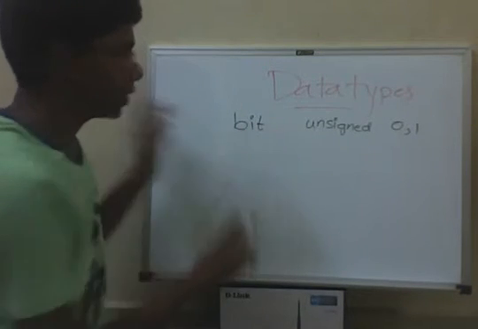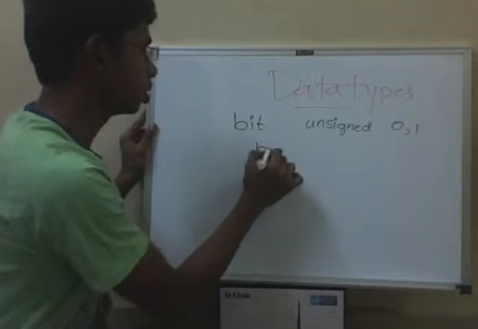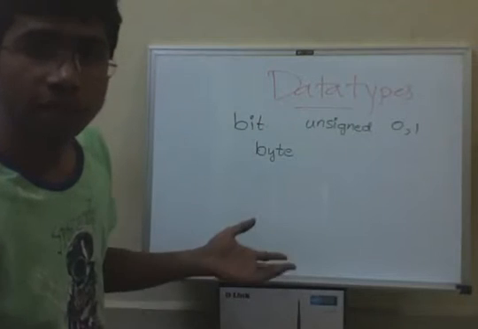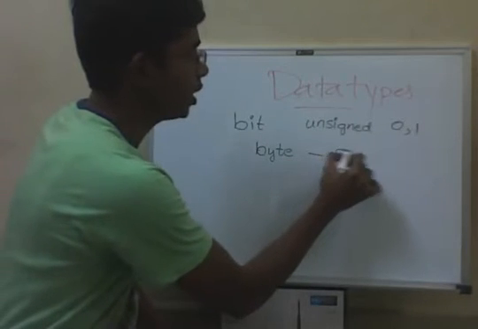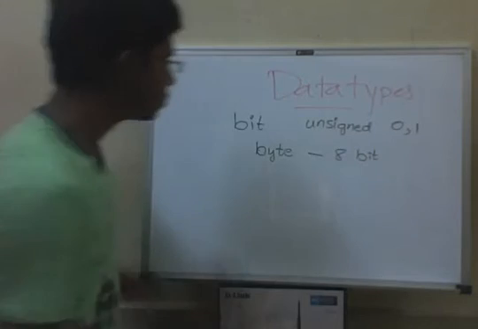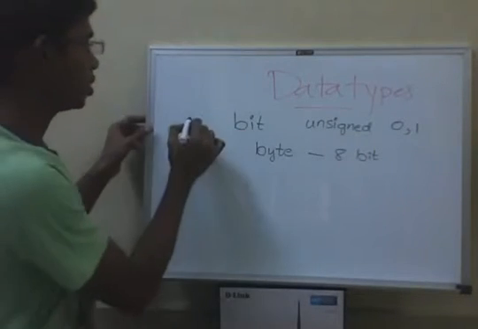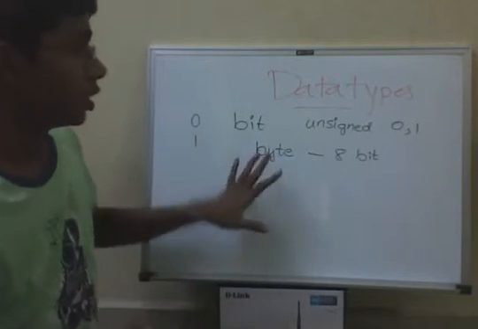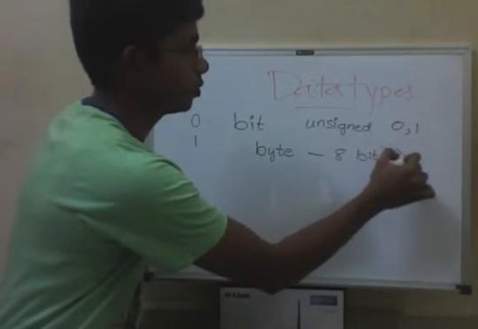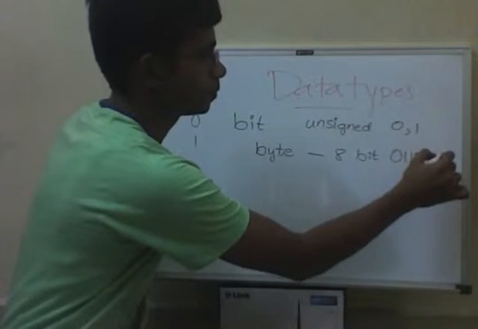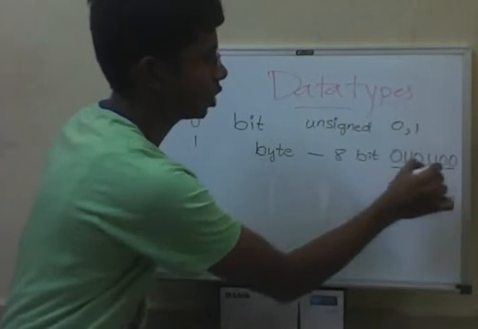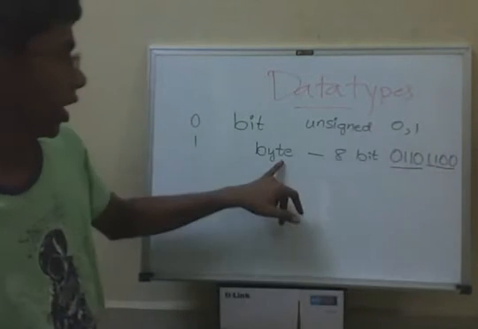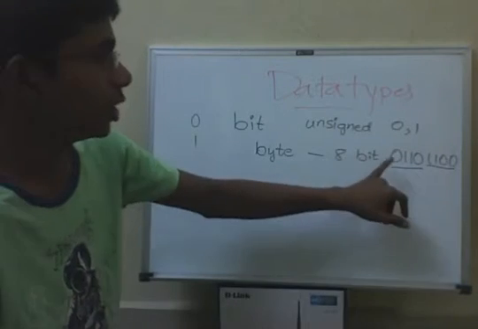Now, by using the same, you can derive byte. What does byte mean? It is having 8 bits. Like the same bit, if you say this is a bit, this is a bit. What if I want 8 consecutive bits? So this one is called byte, that means 8 bits at a time.